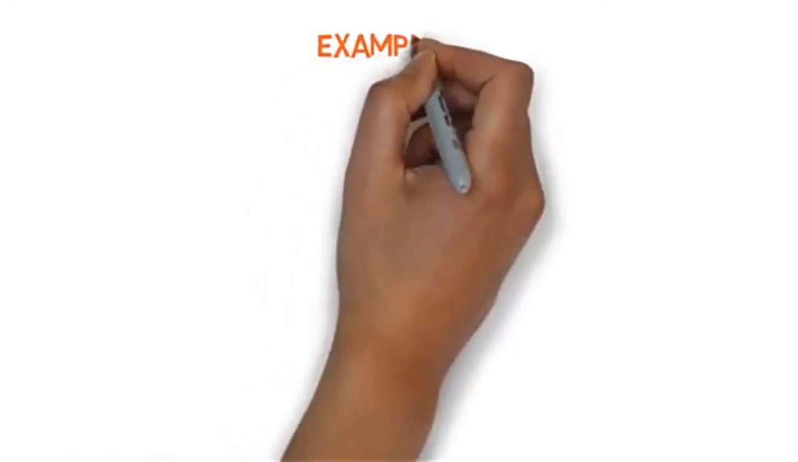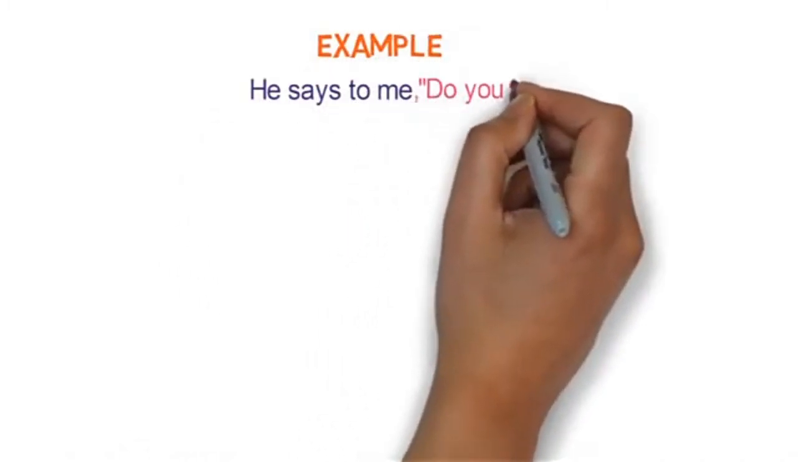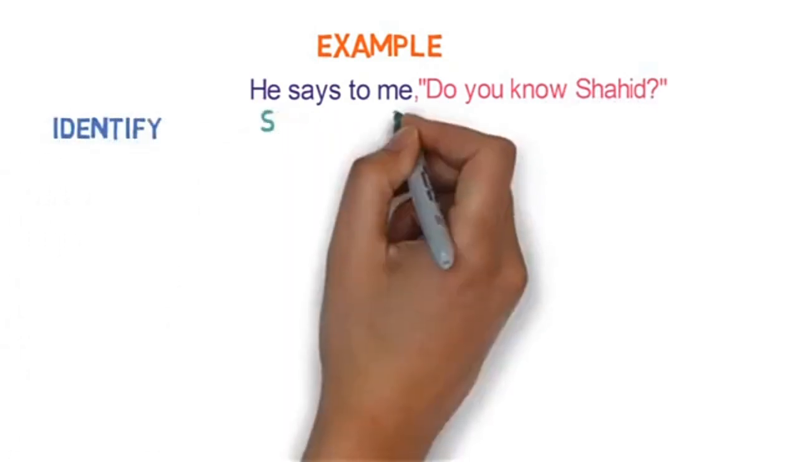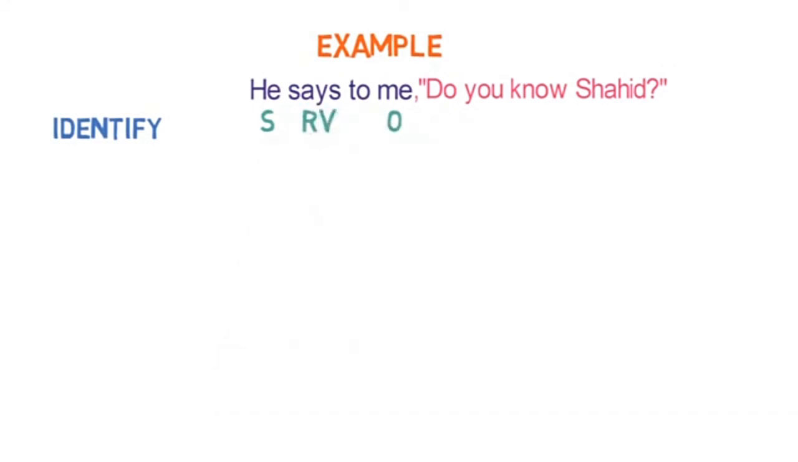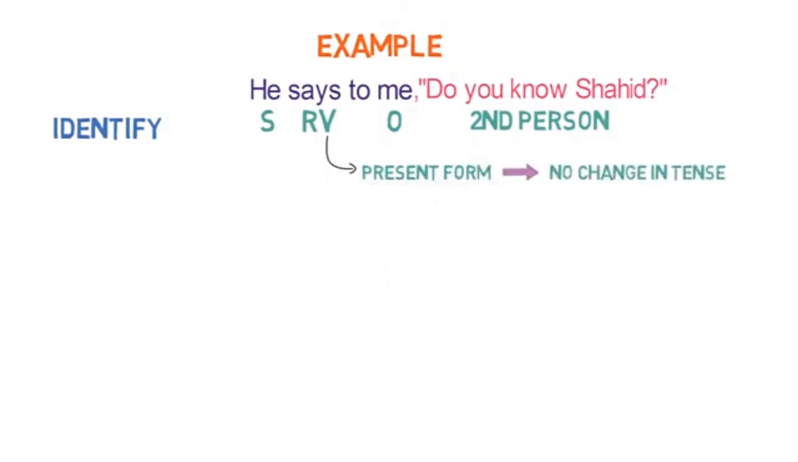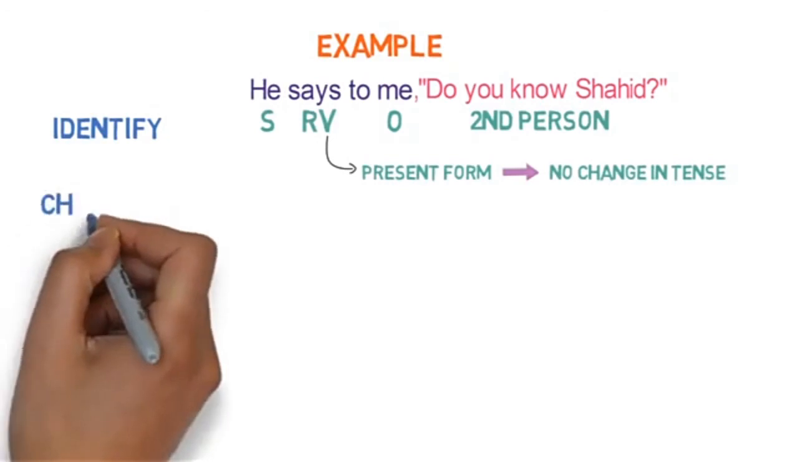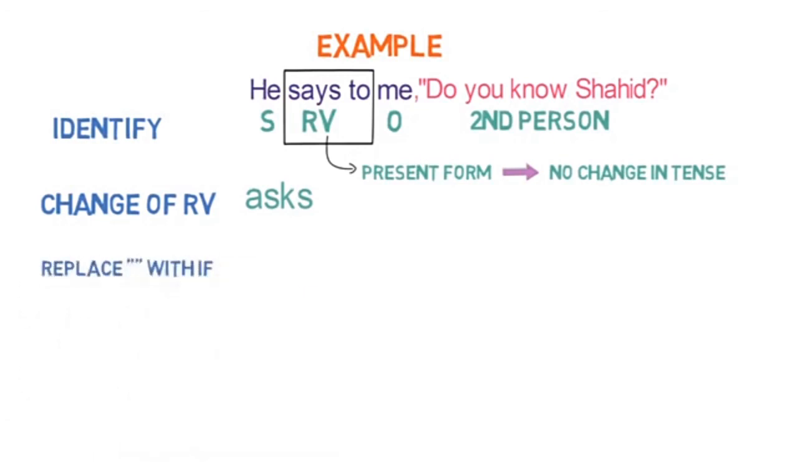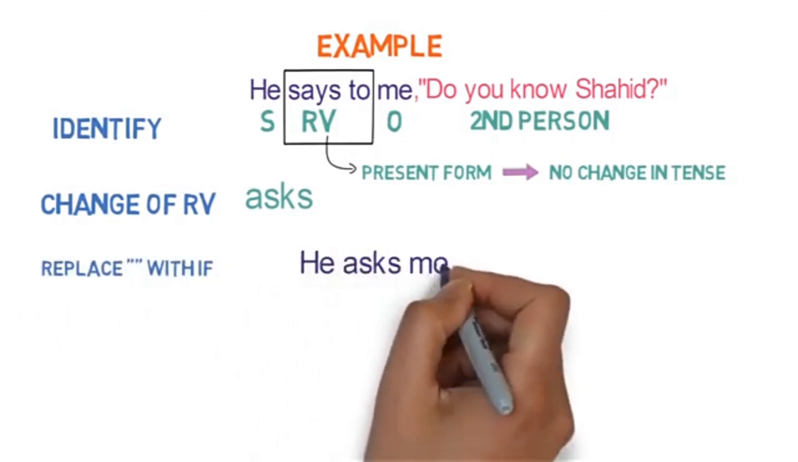Let's look into one more example of it. He says to me, "Do you know Shahid?" Step 1 is to identify. He is the subject, the object is me, and says to is the reporting verb. And as says to is in the present form here, there won't be any change of tense in this case. Next step is to change the reporting verb. Here reporting verb is says to, so it gets converted to asked. The next step is to replace inverted comma with if, as it is a yes-no type of question.